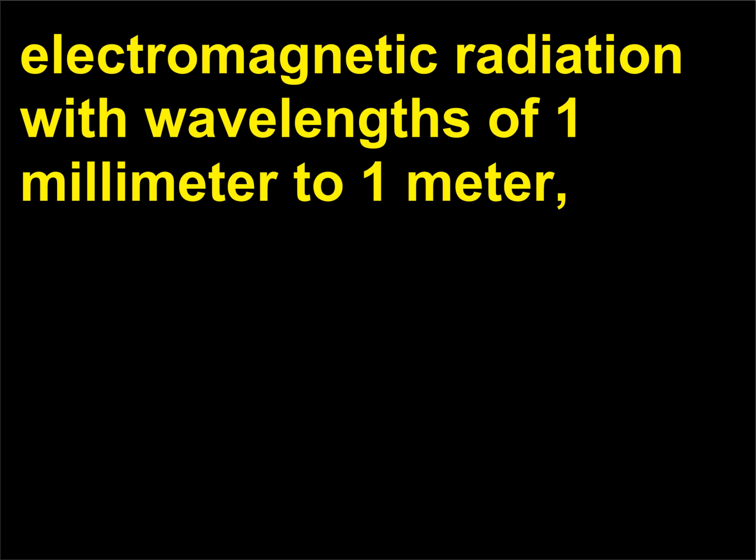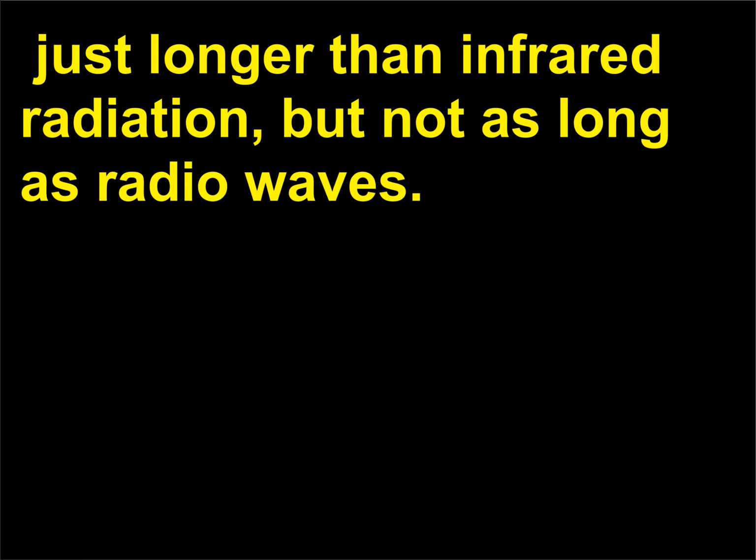What is a microwave? Electromagnetic radiation with wavelengths of 1 mm to 1 meter. Just longer than infrared radiation, but not as long as radio waves.